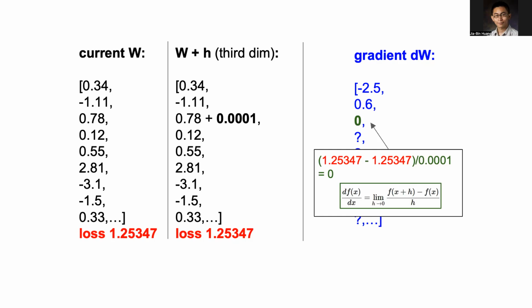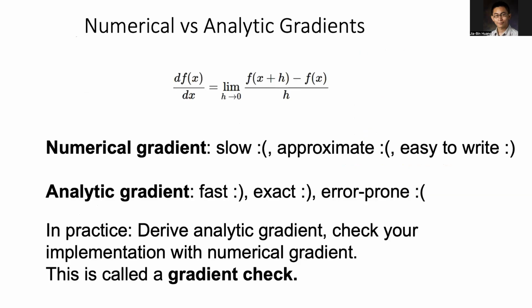But this is bad because it's very slow. It's only approximate. What you really want is something that's exact, a closed form solution. So that's typically what we want.